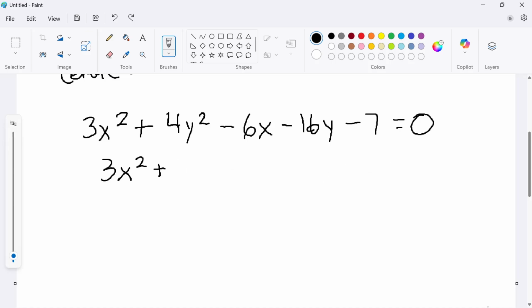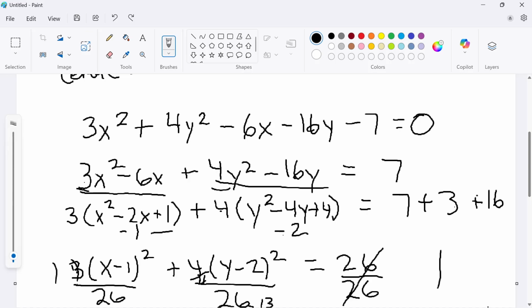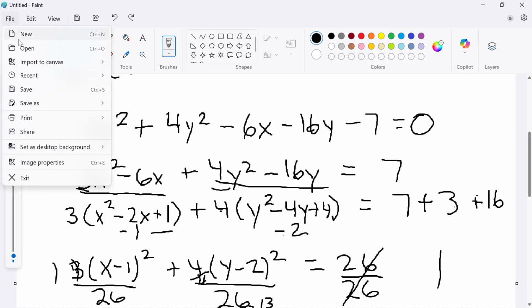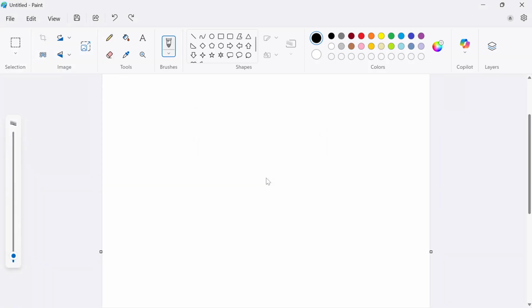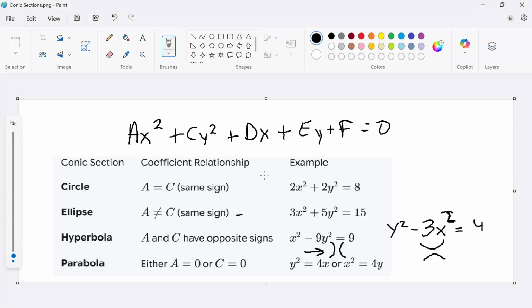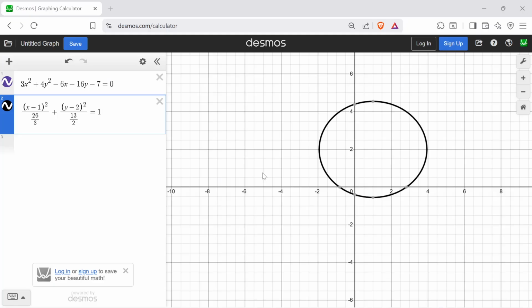Okay, let me find one example that's a hyperbola, and then I'll be done with this video. Sooner or later, I have to be done. So how do I know it's a hyperbola? A and C have opposite signs.